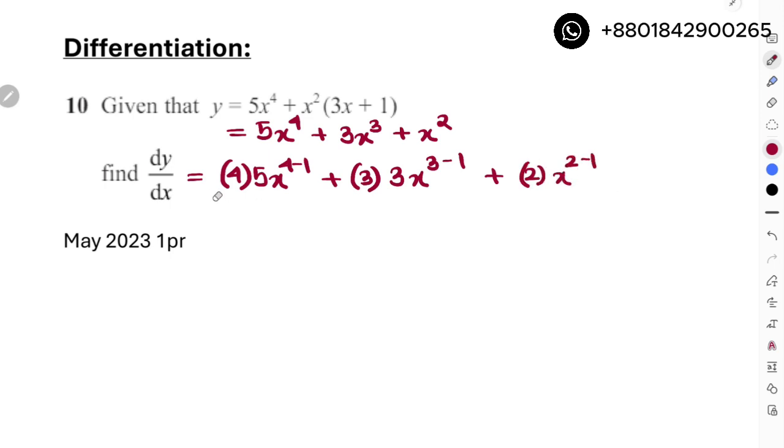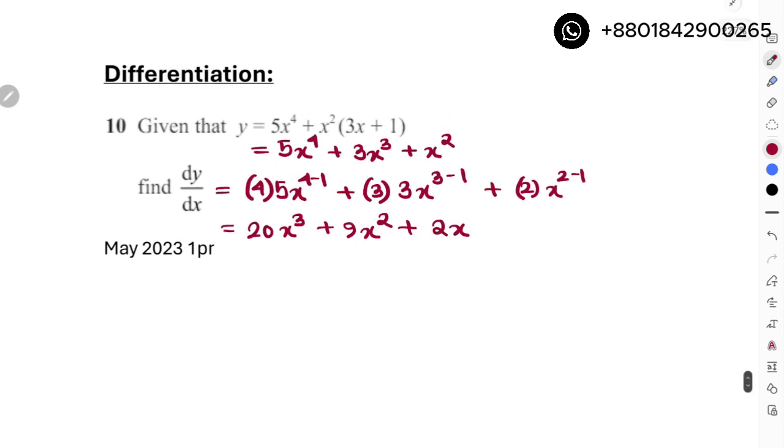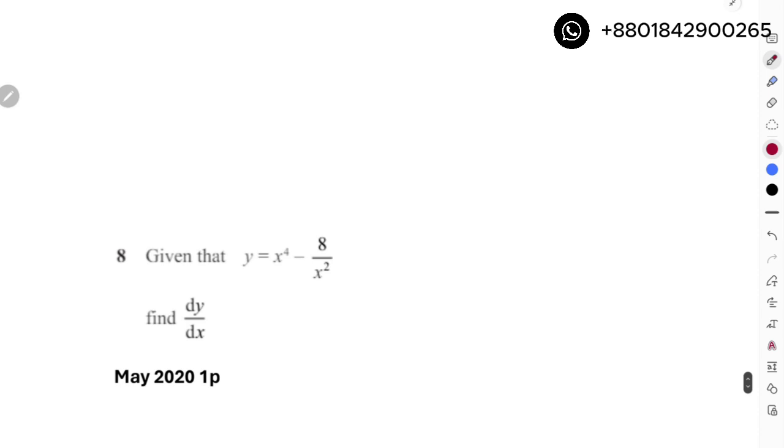You obviously do not have to write all these statements, to be honest. They're only giving you 2 marks for this. You can just do the direct way, that 5x power 4 after the differentiation turns out to be 20x power 3, and then it will be 9x square, and then again 2x, right? So this is your final expression for the differentiation.